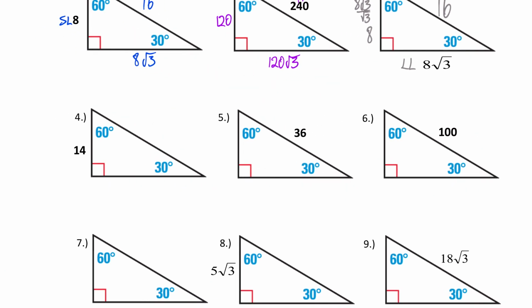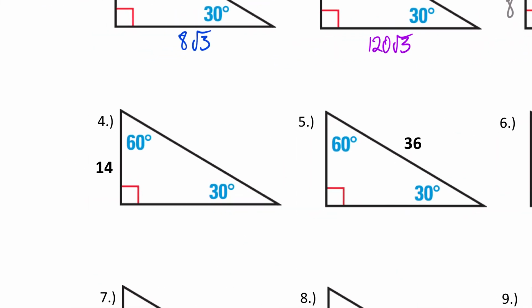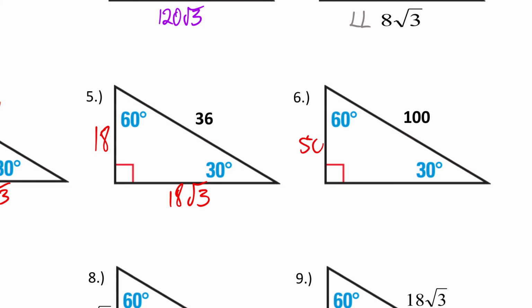Okay, do 4, 5, and 6 real quick. All right, so on number 4, the hypotenuse is 28, 14 square roots of 3. 18 square roots of 3, and then 50 square roots of 3.